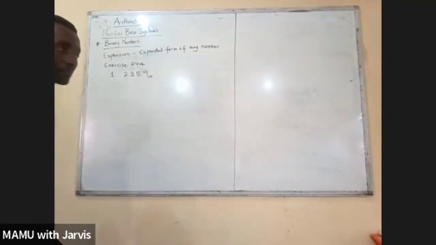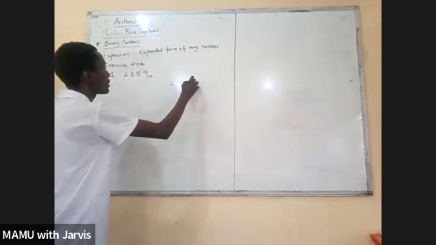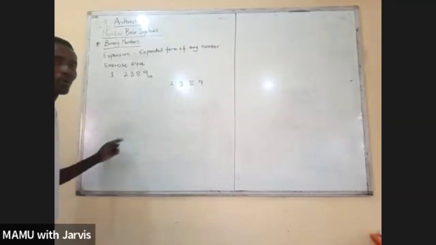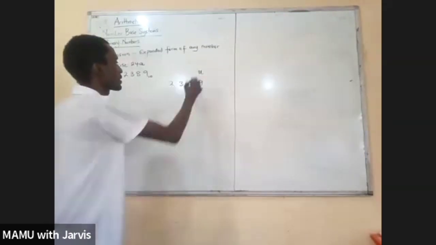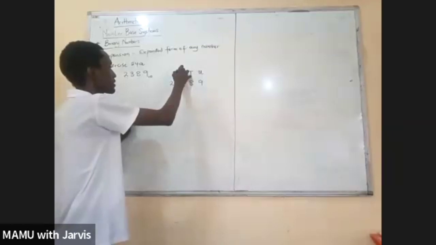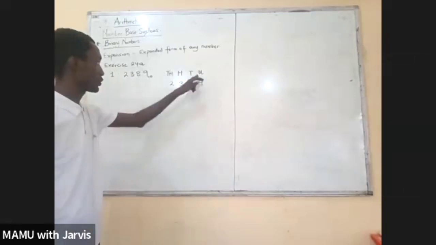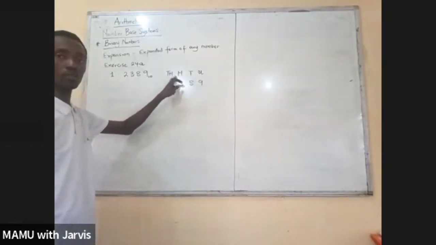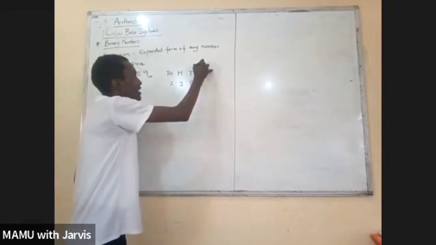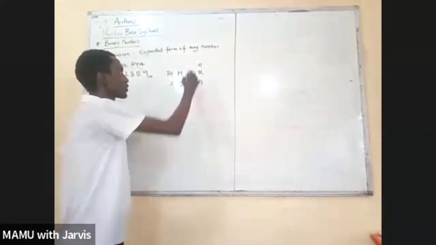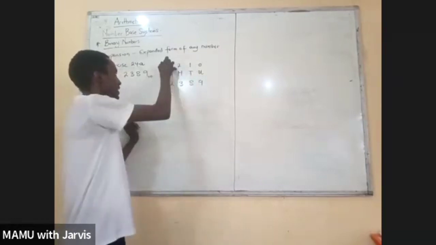I should expand this in base 10. Now, there is a trick you must take note of here. 2,389. In your primary school, this is units, this is tens, this is hundreds, and this is thousand. Are you seeing that? Units, tens, hundred, and thousand. So this position is assigned 0. This position is assigned 1. This position is assigned 2. This position is assigned 3.